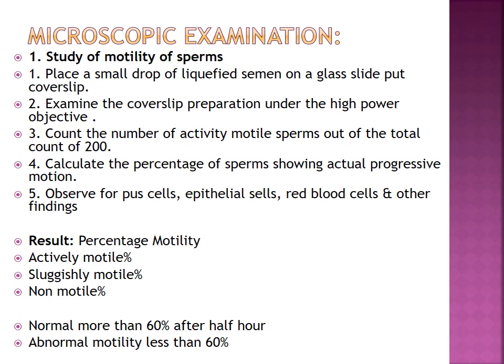The report is given as actively motile, the sperms which move very fast; sluggishly motile, the sperms which move side by side only; and non-motile means non-moving sperms. So normally more than 60% of sperms are actively motile.